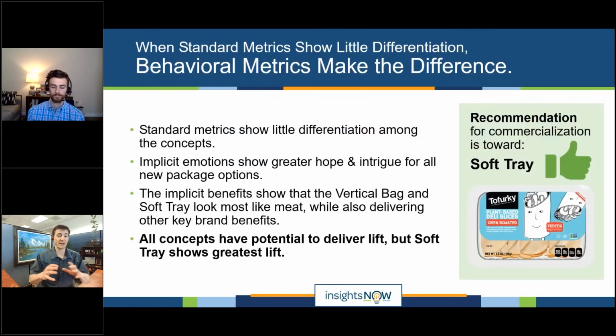All right, so in conclusion, if you're just focusing on this, saying, okay, within this plant-based deli meat section, if I'm going to the store here, do I have enough information to make a change? Since the standard metrics didn't show much there, you would say no. But once you dig into the lift measures and the emotions measures and the benefits around being portrayed more like real meat, then you would argue, yeah, actually, there is good information here that says I should invest some money in commercializing a soft tray as an example in this particular case.